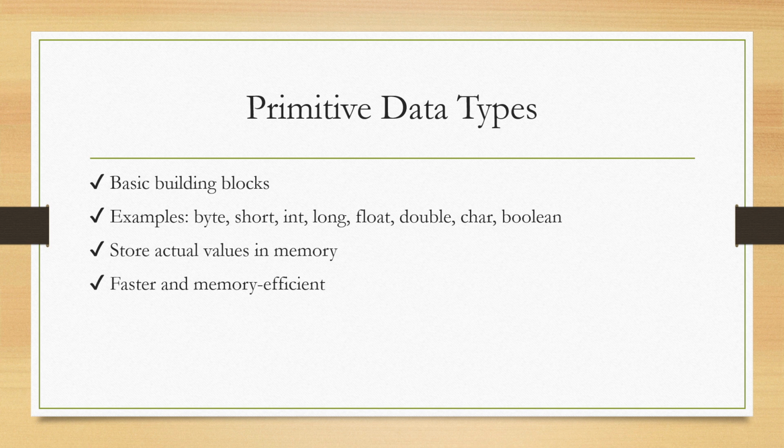Primitive types are the basic building blocks of Java. For example, int, float, char, boolean. They are simple. They directly store the actual value in memory. They are faster and memory efficient. Example, if I say int x is equal to 10, here 10 is stored directly in memory.